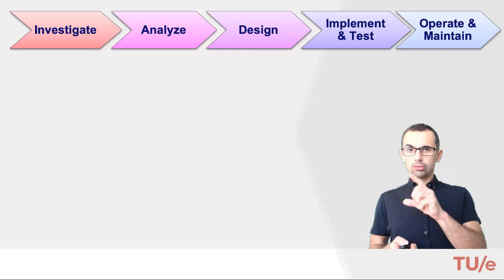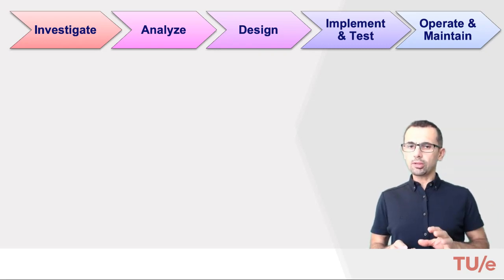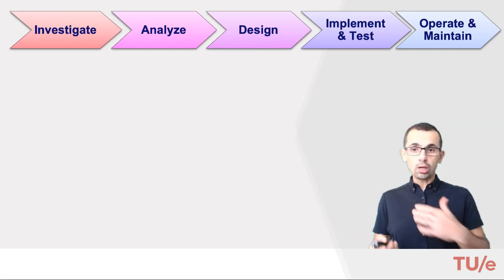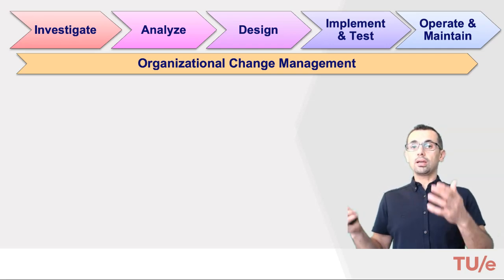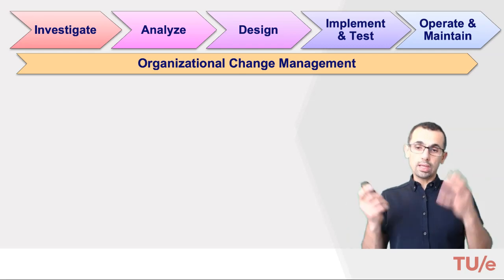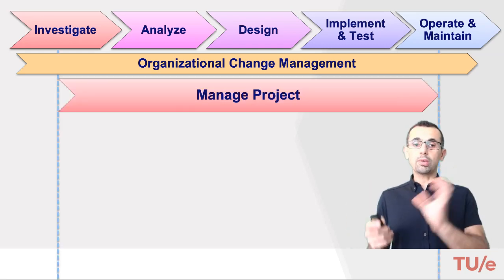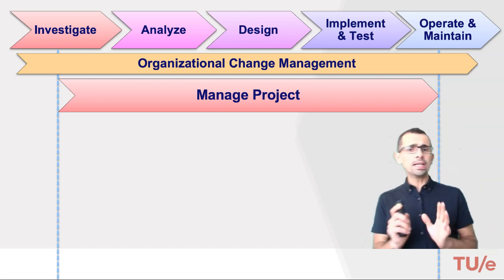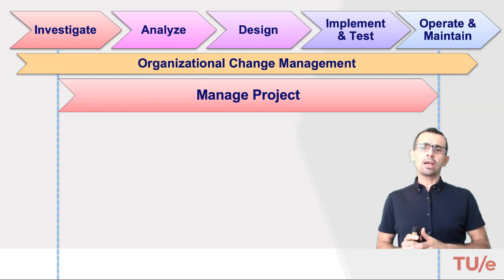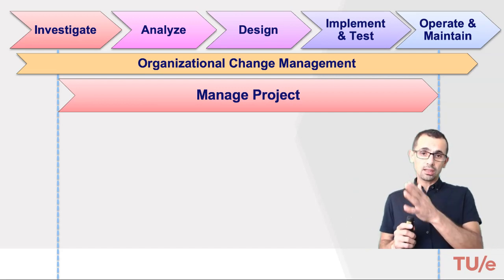I'm sure you would remember the traditional system development lifecycle phases from previous videos. You would also remember that we have a continuous activity related to organization change management that runs in parallel and is essentially a part of the life cycle. We also have another group of activities regarding project management. But you will see that this activity starts at a certain point and ends at another certain point.